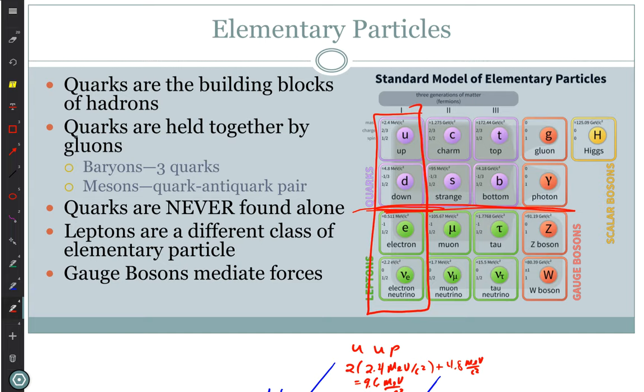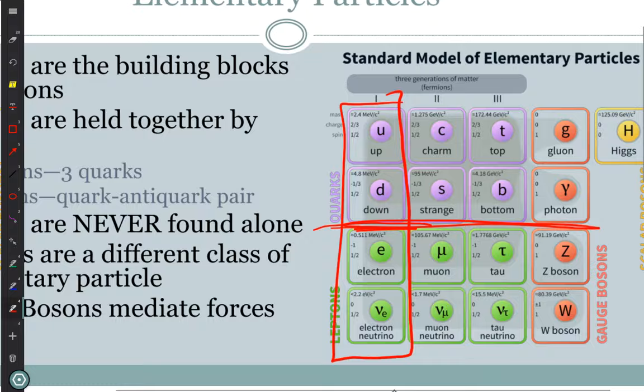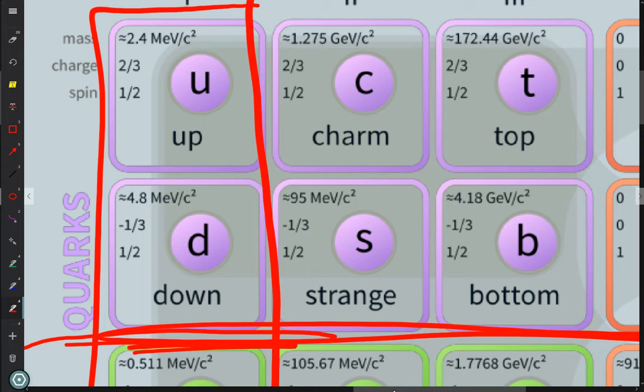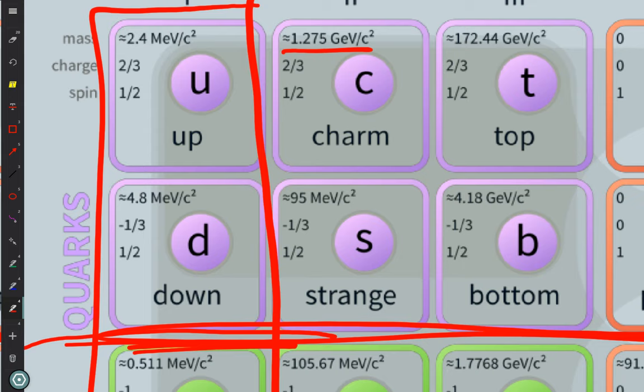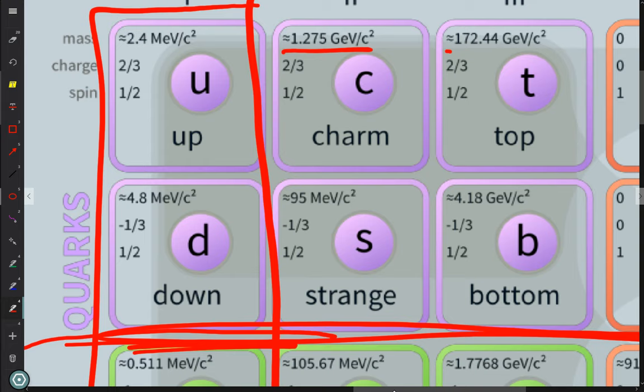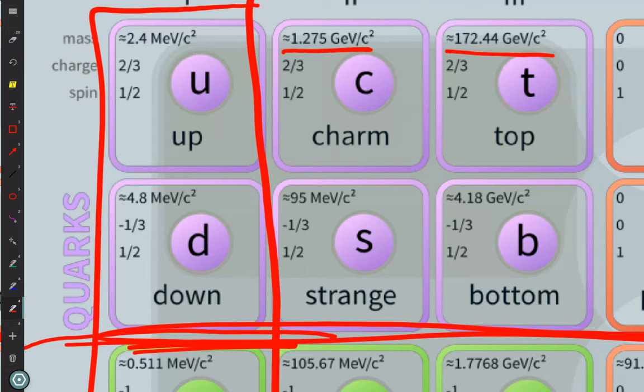Why not the second generation or third generation? Well, if I zoom in, by the way, most of my graphics today came from Wikipedia, just to give credit. The mass of the charm, how does that compare to the mass of the up? Yeah, it's like 500 times bigger. And then the mass of the top, it's about another 120, or I didn't calculate it, but you know, more than 100 times bigger again. So the masses in these higher families are much higher.